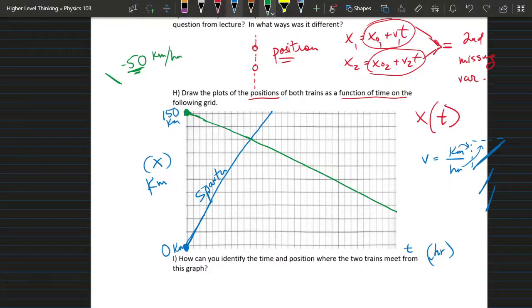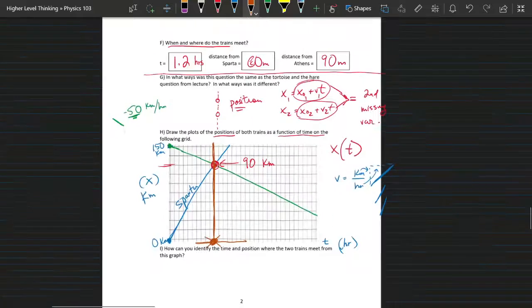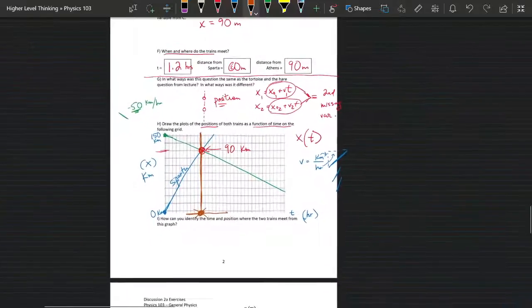Now what we see on the graph is the actual meeting spot of 90 kilometers, and this might not exactly be drawn to scale. And we know that they both meet at the same time, which is what this brown line represents, the same time on the x-axis. So that's a visual way to represent what we just depicted by using the equations.